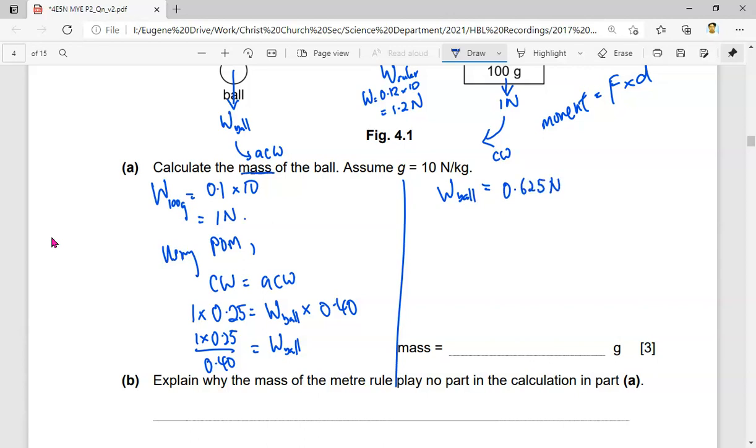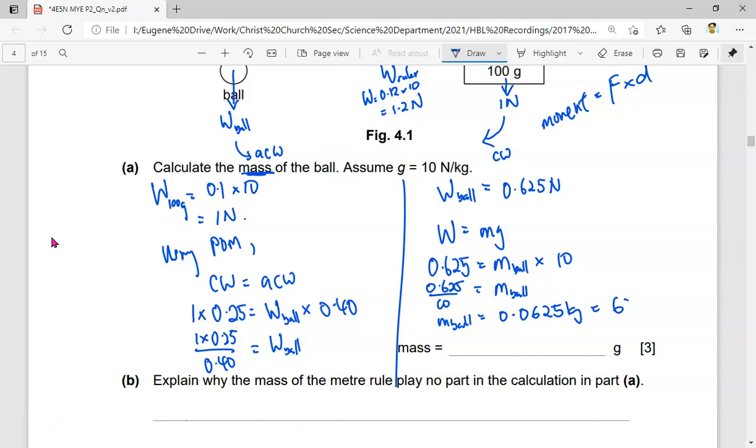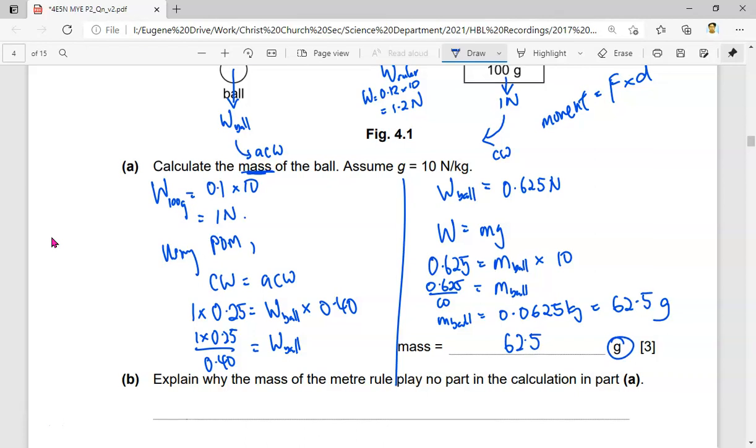Now, do take note, we are looking for the mass of the ball. This is the weight of the ball, so they are different. So how do we find the mass of the ball? We know W equals mg, which means that 0.625 must be equal to the mass of the ball multiplied by 10. So the mass of the ball is 0.625 divided by 10, which is 0.0625 kg, and this is equal to 62.5 grams. Okay, final answer must be in grams. So take note of the units that they require of you, otherwise you get it wrong.